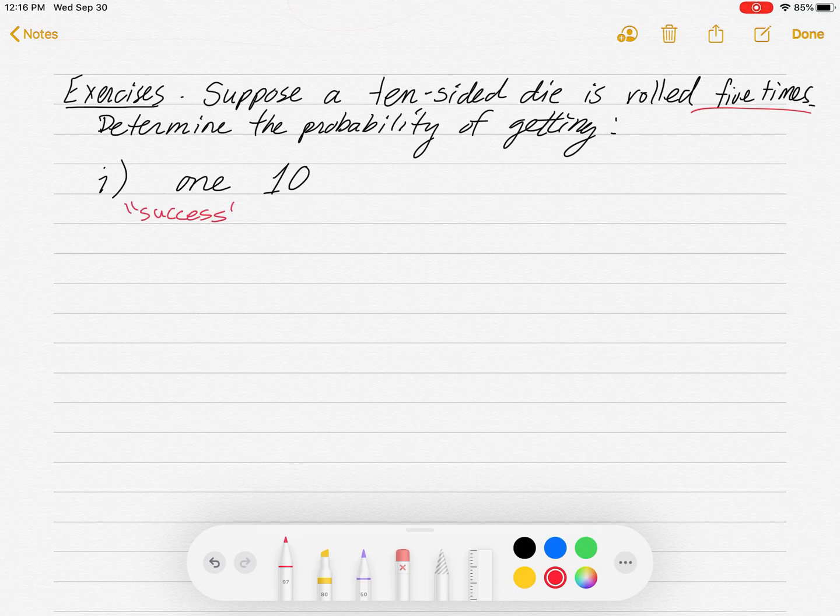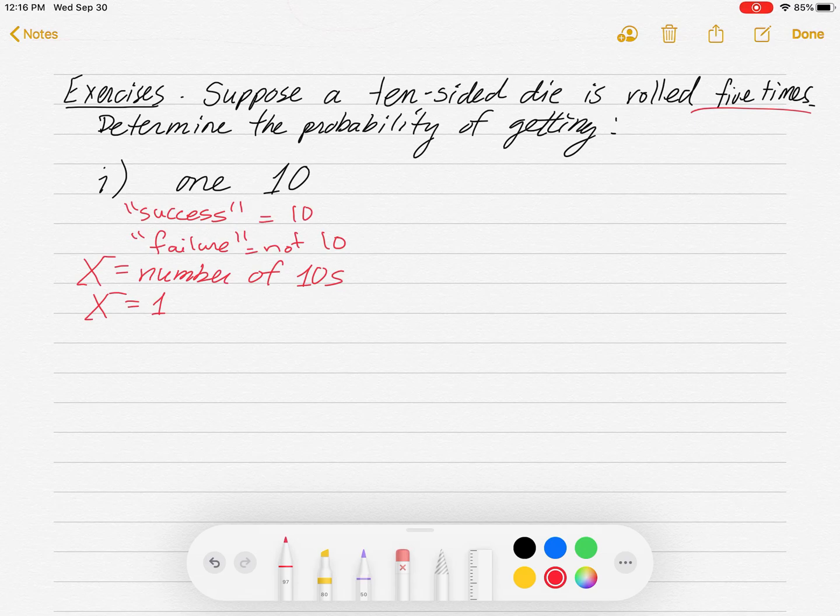So success means getting a 10, right? Failure would be not 10, so failure is 1, 2, 3, 4, 5, 6, 7, 8, 9. Now what's x? X is your number of successes, the number of 10s that you would get.